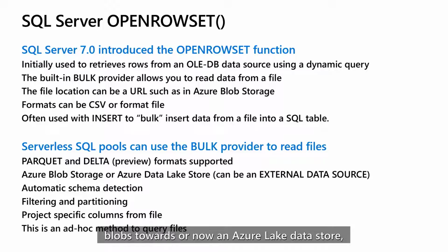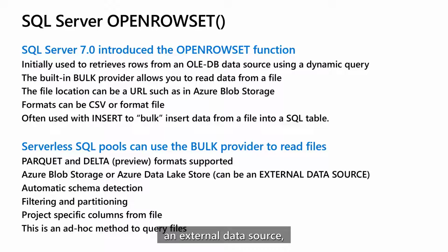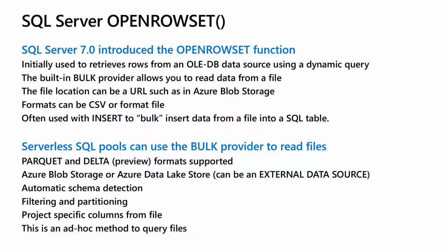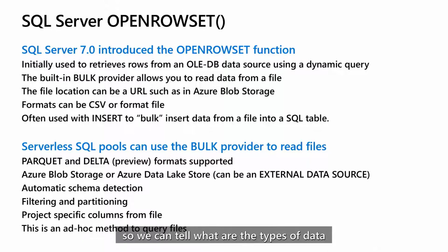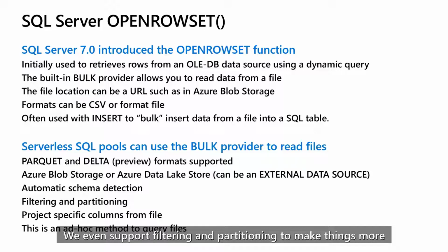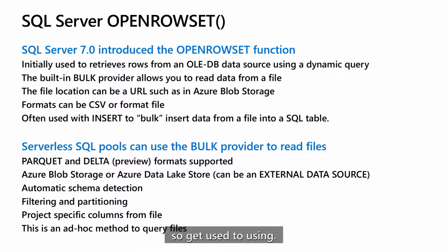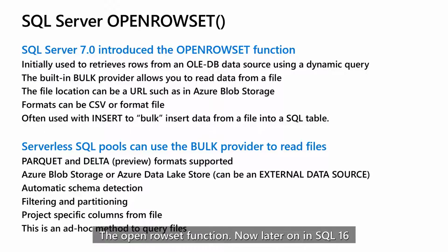Our storage can be Azure Blob Storage or now an Azure Data Lake store. And we're going to be able to use something called an external data source, which we'll talk about in a second. Now we support within this technology, because things like Parquet have information inside there, automatic schema detection. So we can tell what the types of data inside files like Parquet are. We even support filtering and partitioning to make things more efficient and faster. You can even project only specific columns from a file to make things even quicker to get back only the data you need. And this is really what's considered the ad hoc method to query files when you're using serverless SQL pool. So get used to using the OPENROWSET function.